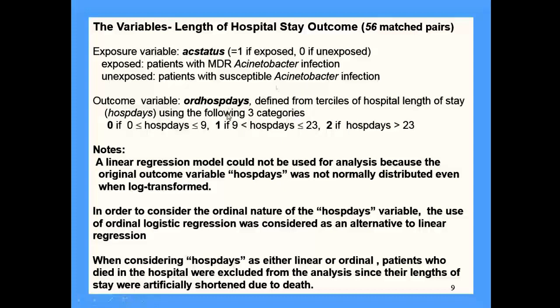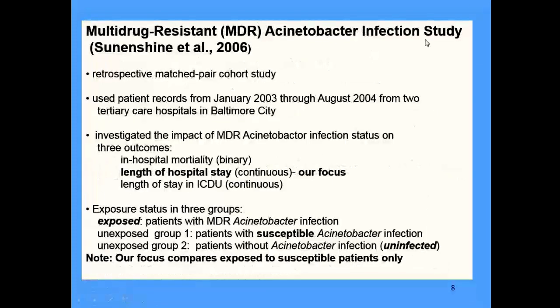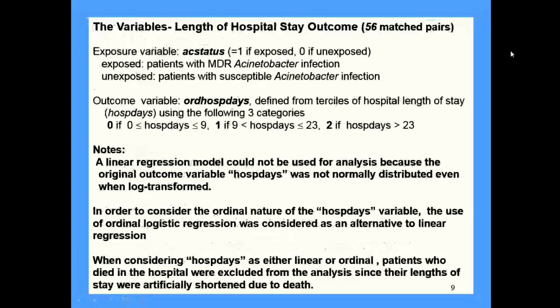The outcome variable, see what it says, is ordinal hospital days, ORD hospital days, defined from terciles of hospital length of stay. That's going to be the outcome variable, length of stay in the hospital. It's an ordinal outcome variable using the following 3 categories. 0, if hospital days are between 0 and 9. 1, if greater than 9 but less than or equal to 23. And 2, if the hospital days were greater than 23. Is this an ordinal outcome? Yeah. It's short, medium, and long. So this is an ordinal outcome.